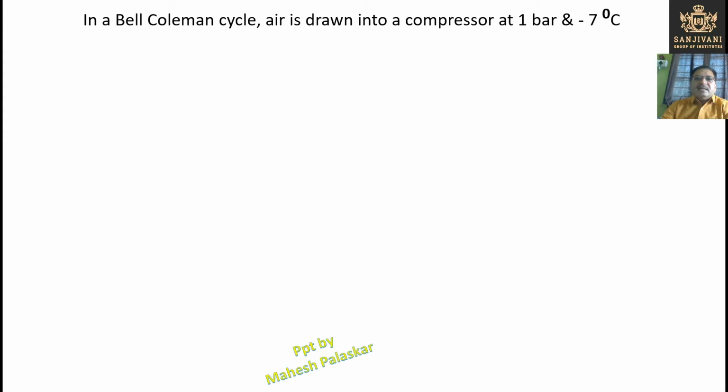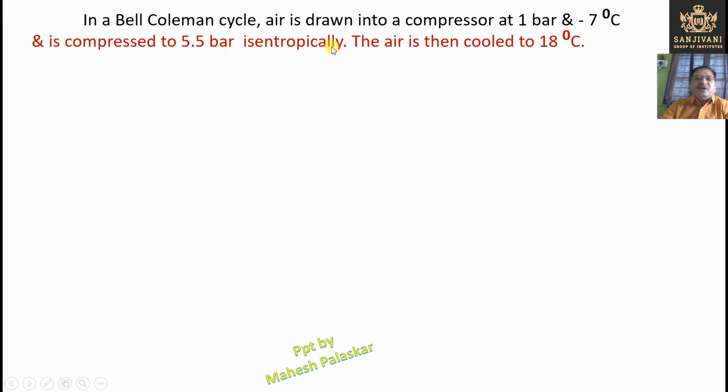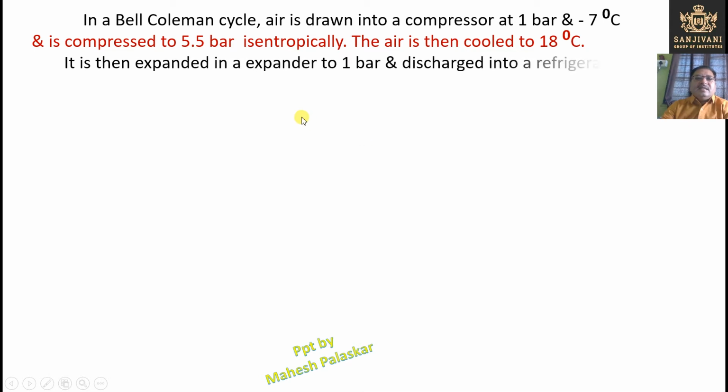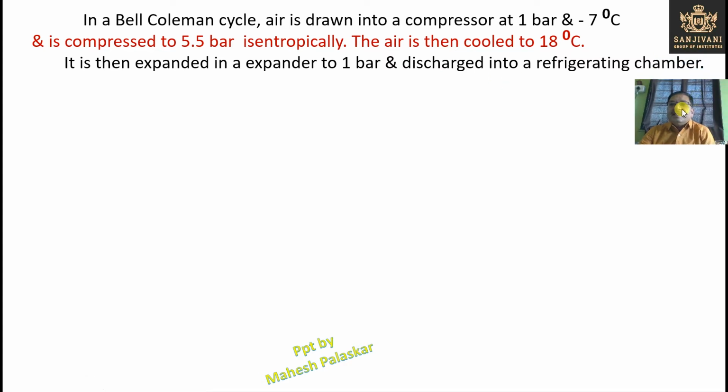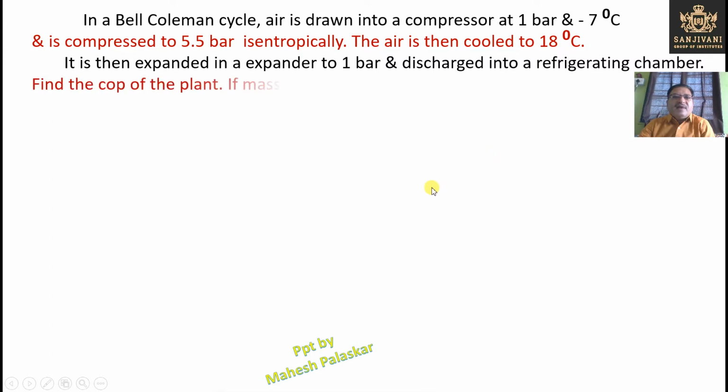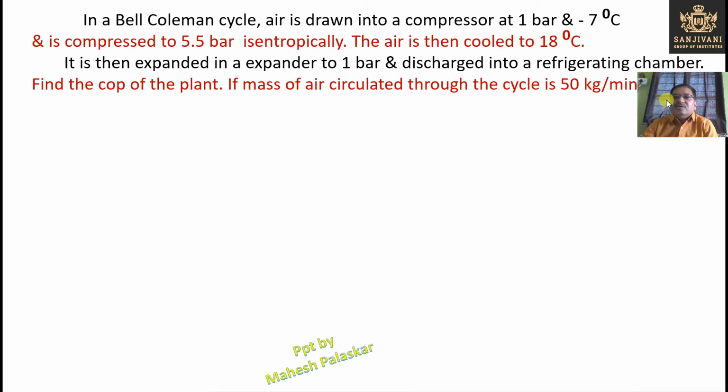In a Bell-Coleman cycle, air is drawn into a compressor at 1 bar and minus 7 degrees centigrade, and it is compressed to 5.5 bar isentropically. The air is then cooled to 18 degree centigrade. This is then expanded in an expander to 1 bar and discharged in a refrigerating chamber. Find the COP of the plant if mass of air circulated through the cycle is 50 kg per minute.